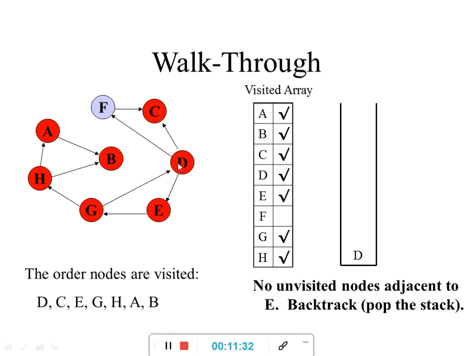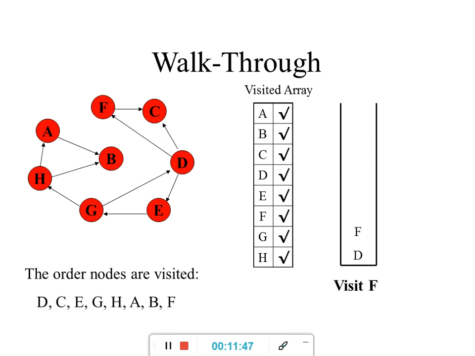So there is one unvisited adjacent node for D, that is F. So we need to push this unvisited adjacent node of D into the stack and mark it as visited. So I have pushed F into the stack and marked it as visited. Finally, the DFS of the given graph is D, C, E, G, H, A, B, F. So we have visited all the nodes in the given graph. So this is the working procedure of DFS.